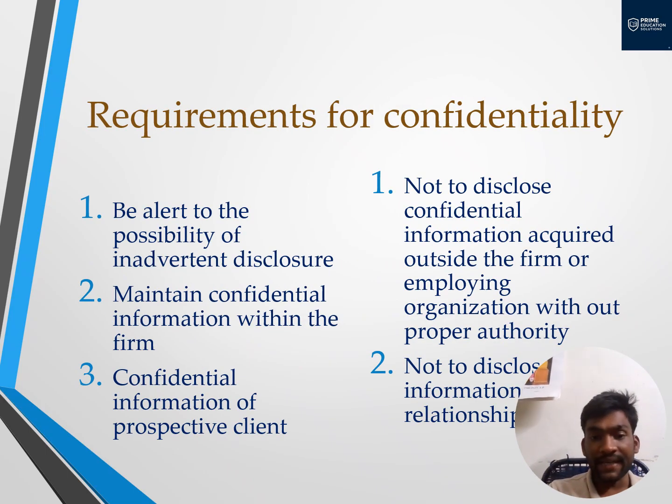Now, let us understand what a professional accountant needs to do to maintain the confidentiality of information. There are five to six requirements for keeping information confidential. First, be alert to the possibility of inadvertent disclosure, including in a social environment, to a close business associate or an immediate or close family member. Next, maintain the confidentiality of information acquired within the firm or employer organization.